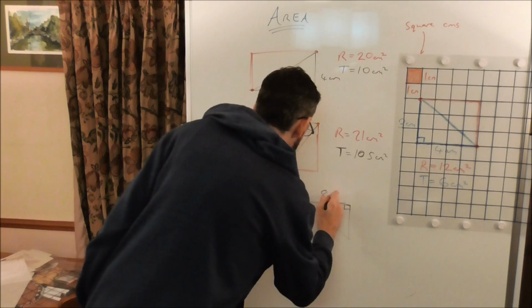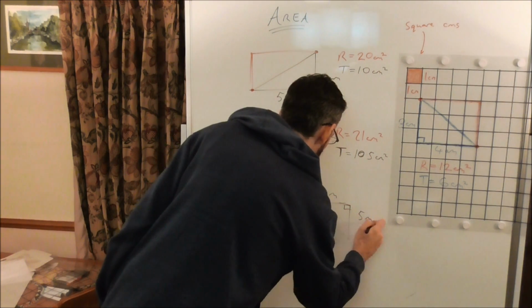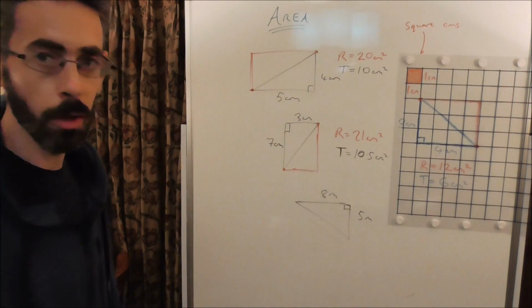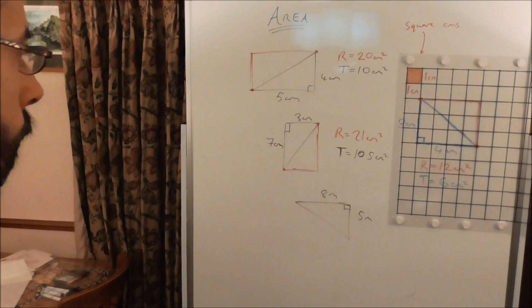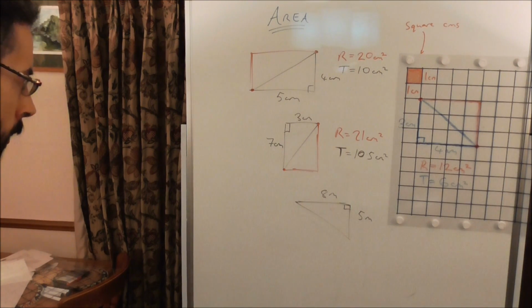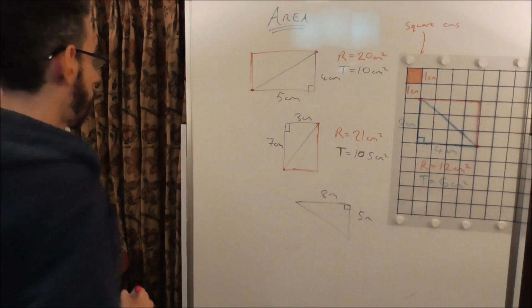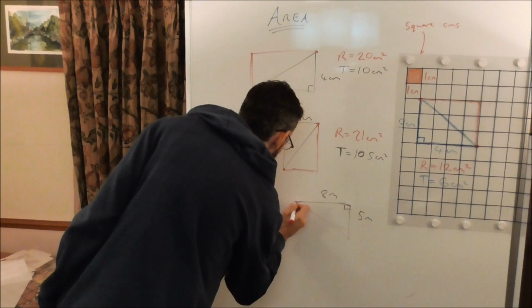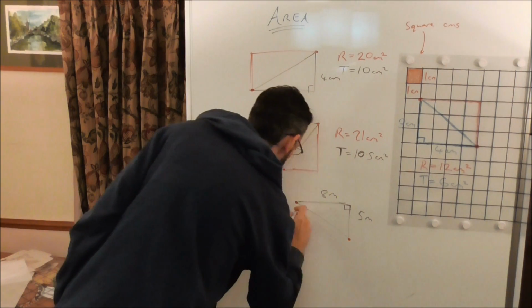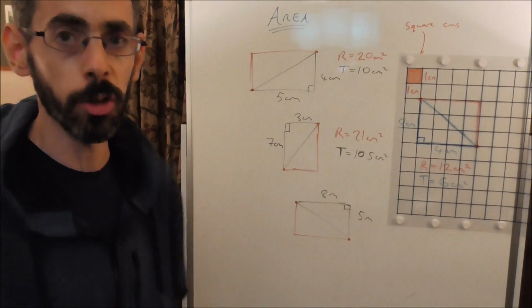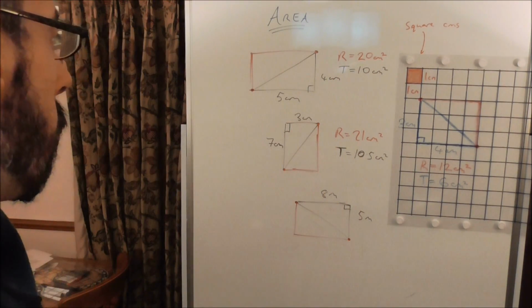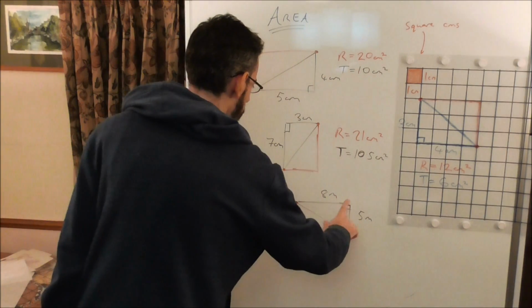So let's say this side is 8 metres and this side is 5 metres. So we're in metres now, so we want to know the area in square metres. So what do you think the area of this triangle is? Well, again, drawing a rectangle that's twice the size, I'll just mark these two corners. And again, I'll just draw lines parallel to these two sides to form a rectangle twice the size of the triangle.